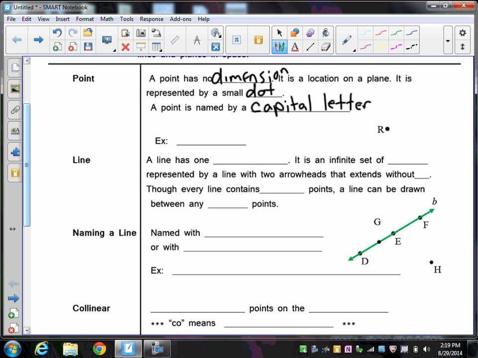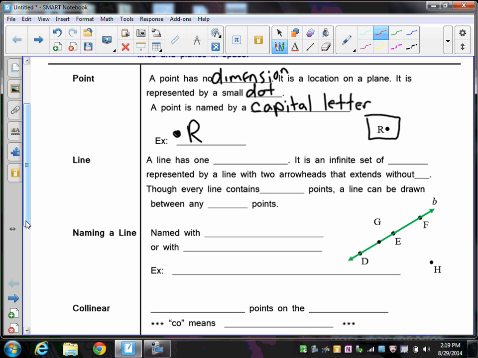So let's say we wanted to name this point right here. We see the dot that represents its point in space, and the capital letter R is what the point is called. So we just write it a little bit differently. We draw a point with a dot, like it says right there, a small dot, and we write a capital letter, which is R. So that's how we name a point.